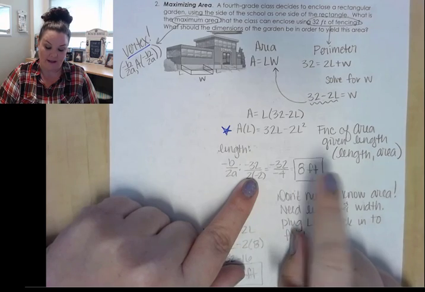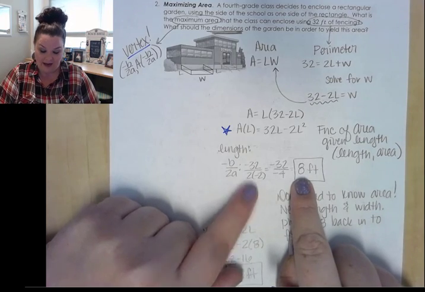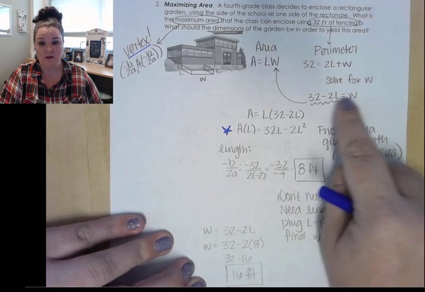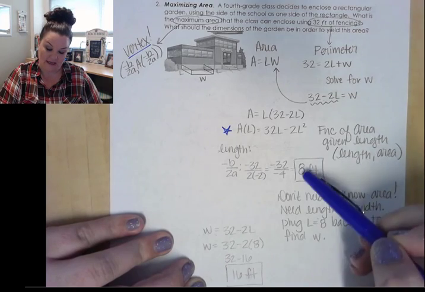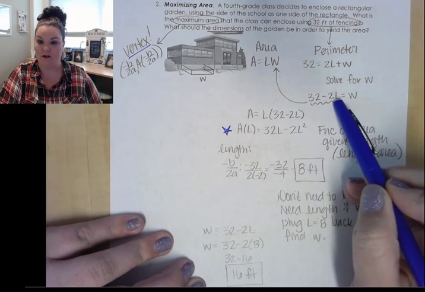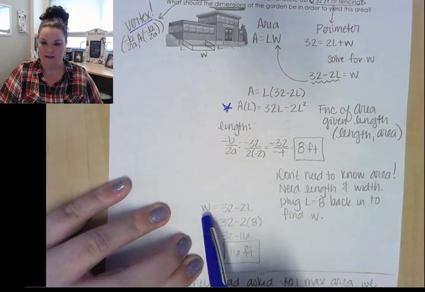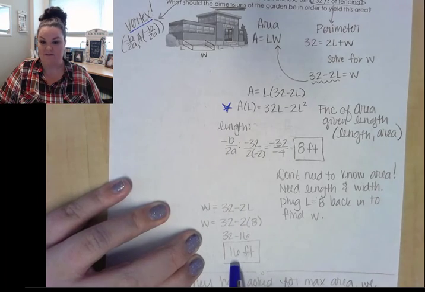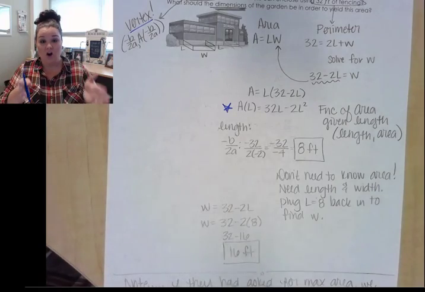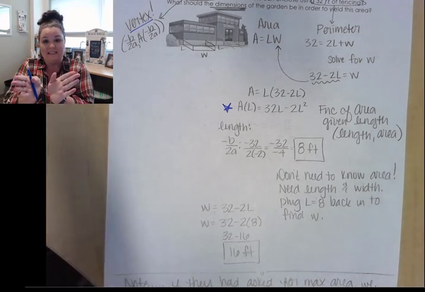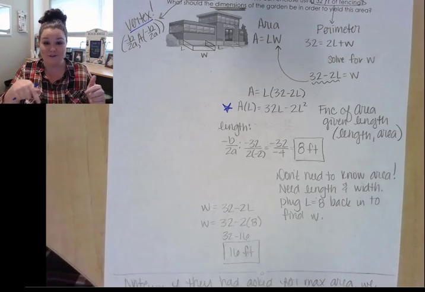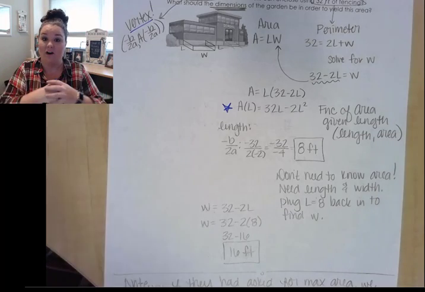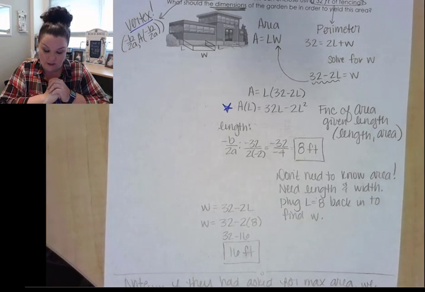So now that I know that my length dimension is 8, I can plug that back in over here where I solved for W to find what my width is. All I'm going to do is take this length of 8 and put it in for L. So that's what I did down here. W is equal to 32 minus 2L, and I just put 8 in for L, which gives me 16. So that means our garden needs to be 8 foot by 16 foot in order to use the 32 feet of fencing I have available and to get the largest maximum area that we can cover. Okay? All right.